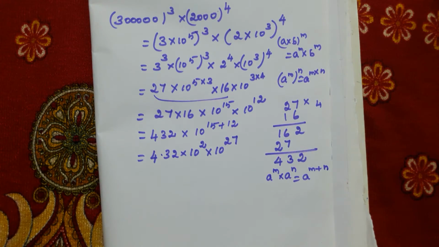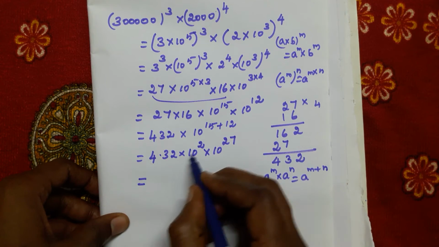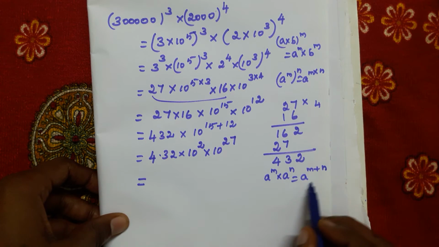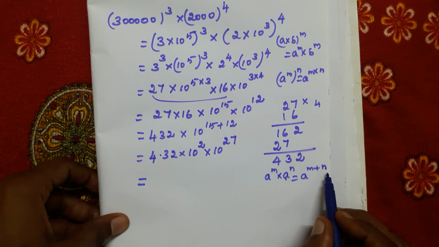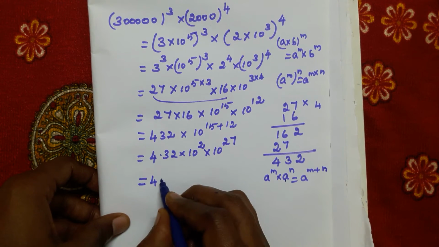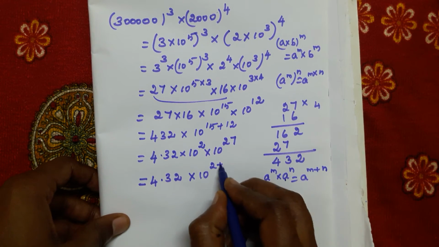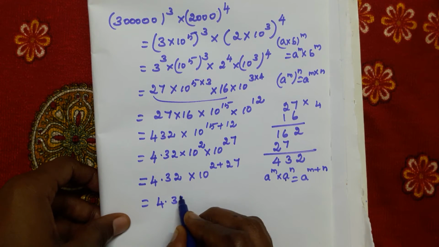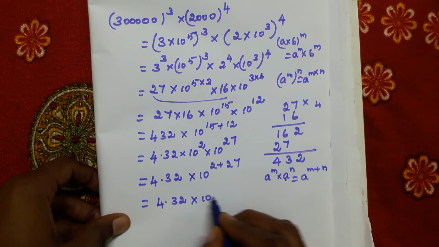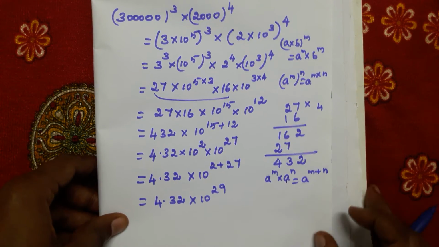10 power 27. Now again, when we are using this property, a power m into a power n is equal to a power m plus n, so 4.32 into 10 power 2 plus 27 is equal to 4.32 into 10 power 29. Can you understand?